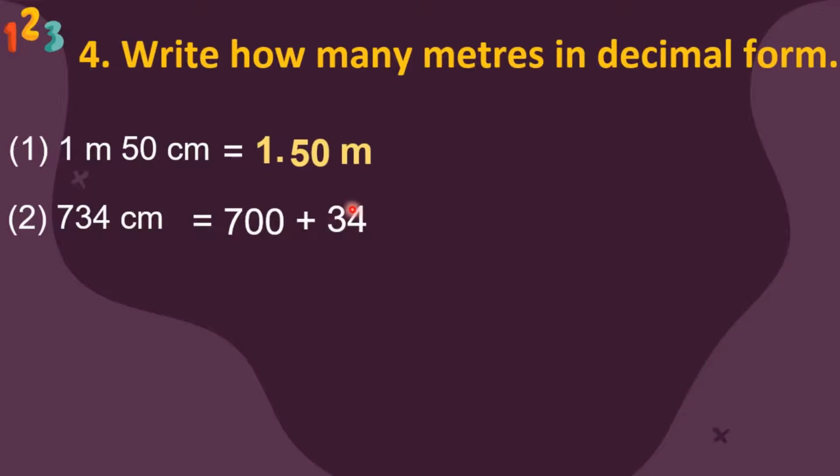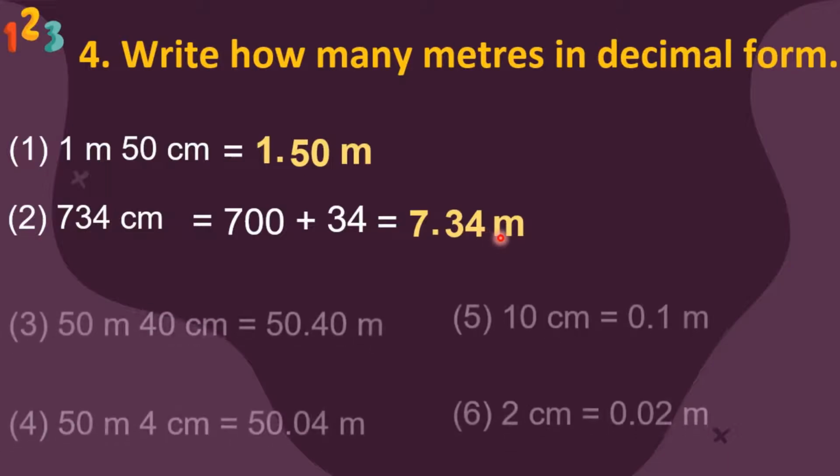Hence, we write 700 centimeters is equal to 7 meters, which we write before decimal point. And the remaining centimeters, that is 34, we write after the decimal point. So, 734 centimeters can be also written as 7.34 meters. Here, some more examples are there for your practice.